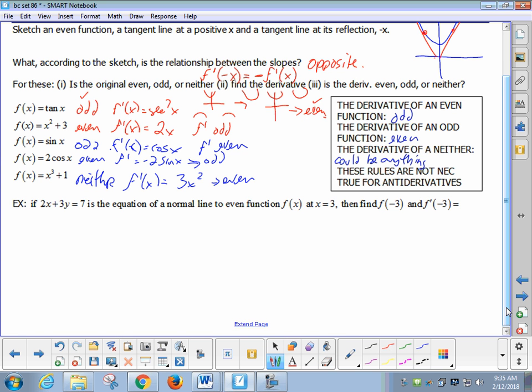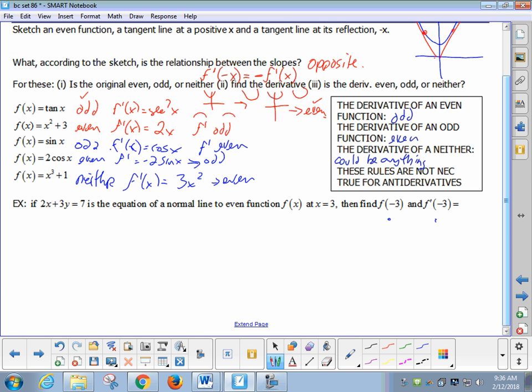Okay, this one I saw in a college text, and this was a humdinger, so let's walk through this. You have this equation of a normal line. They give you some background. F is even. At x equals 3, they tell you this is the normal line, and they want you to talk about what's happening at negative 3. Now, obviously, we're going to use the even idea to make those judgments, but man, I had the hardest time keeping all this straight in my head.